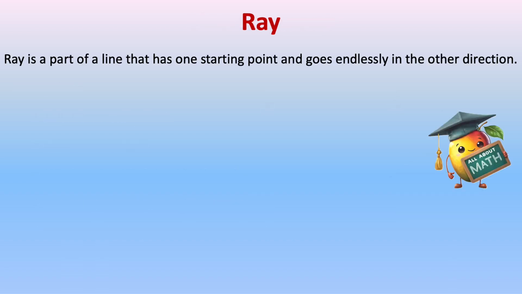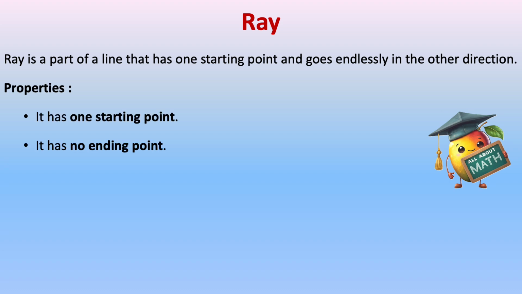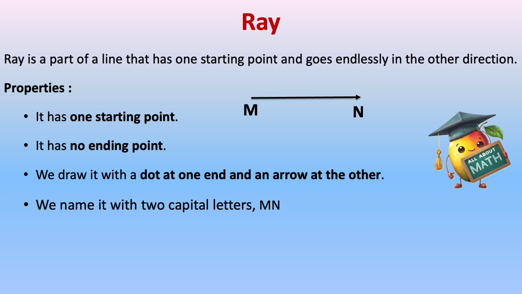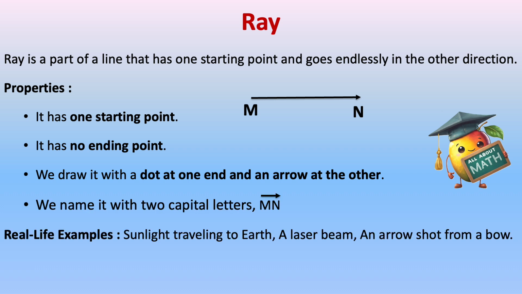What is a ray? A ray is a part of a line that has one starting point and goes endlessly in the other direction. Properties: it has one starting point, it has no ending point. We can draw it with a dot on one end and an arrow on the other. We name it with two capital letters MN, and we put the symbol of arrow over them.